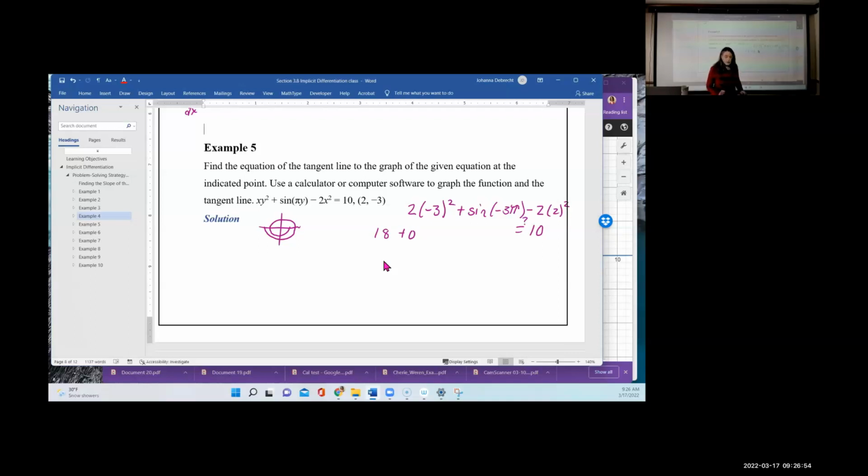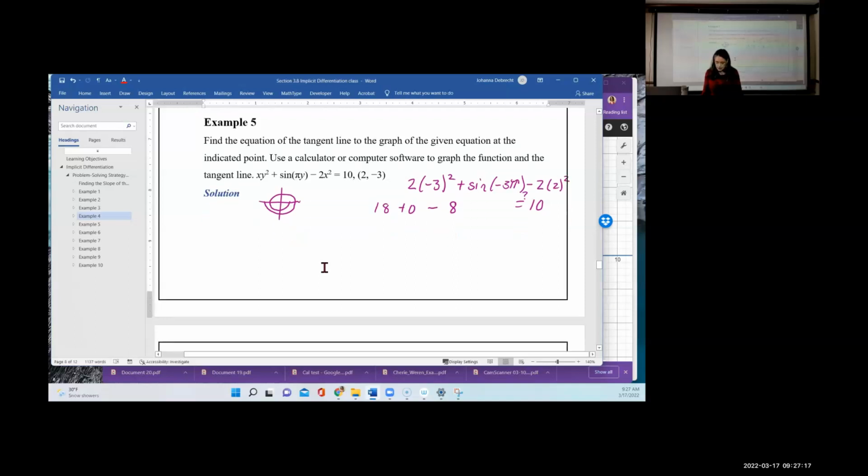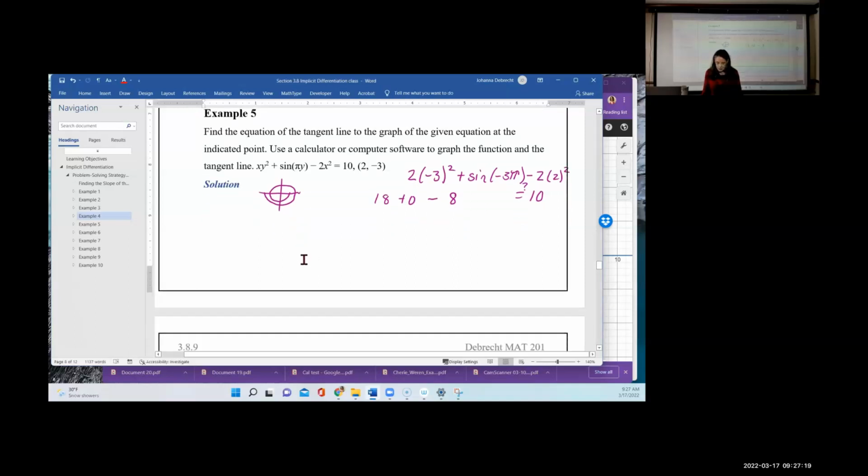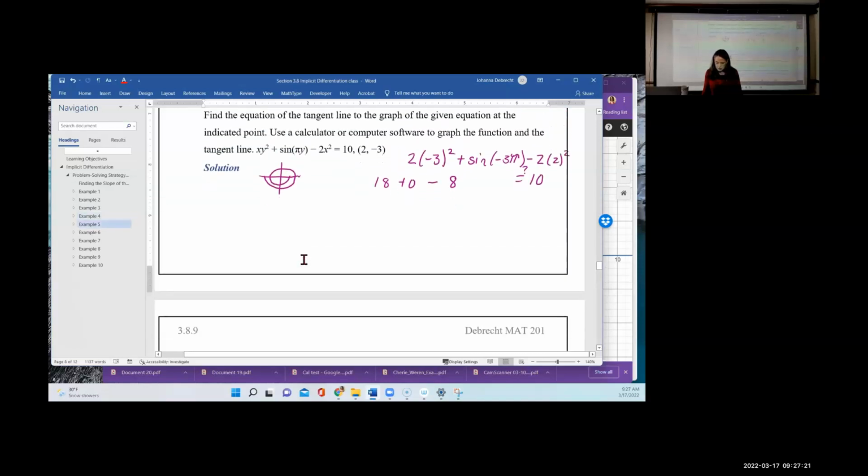And then we have -2 times 2 squared, which is 4. So that gives us -8. So we have 18 plus 0 minus 8. That does equal 10. All right. So that point is on that curve somewhere. And what we want to do now is find the equation of the tangent line. Okay. So we're going to follow the steps that we followed before.